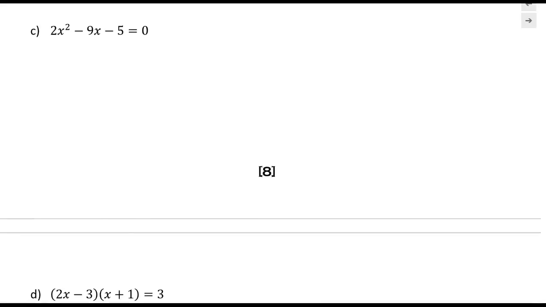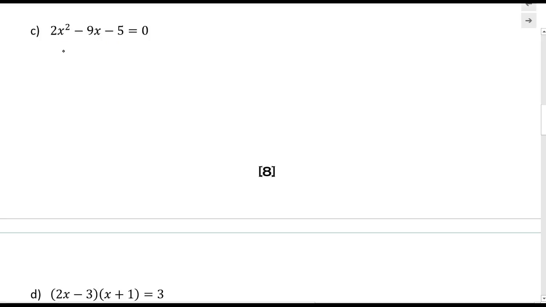Let's try another one. Now this one is a complex trinomial. I look to see, can I factor out this 2 and isolate my x squared and make it a simple trinomial? The answer is no. 2 does not go in evenly to 9 and 5, so I'm going to have to complex factor this.